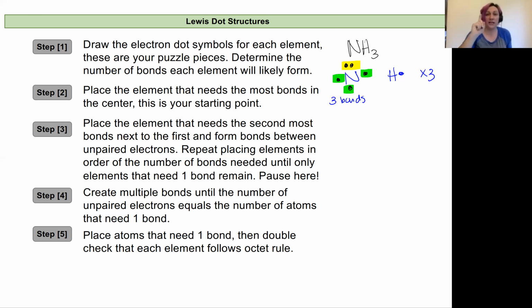Now the hydrogen has just 1 electron. But hydrogen is different. It follows the Duet rule because helium has only 2 valence electrons. So it's trying to get to 2. So it really needs 1 bond.